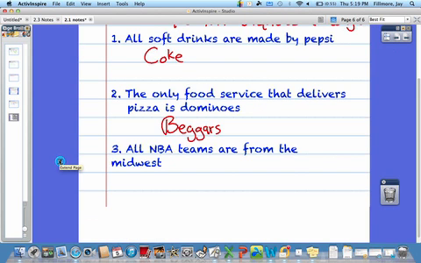Number 3, all NBA teams are from the Midwest. All my classes today gave me the same counterexample of a team that is not from the Midwest, and that is the Miami Heat. Whether or not you like the Heat or not, that is our counterexample. So those are all examples of counterexamples.